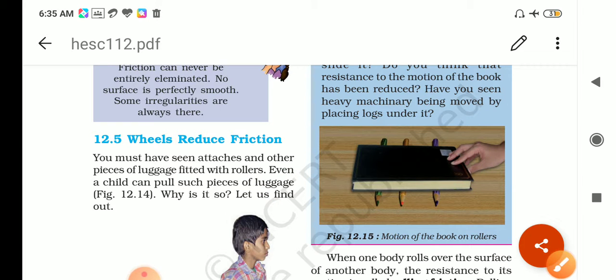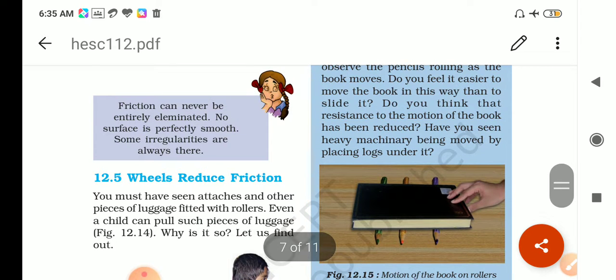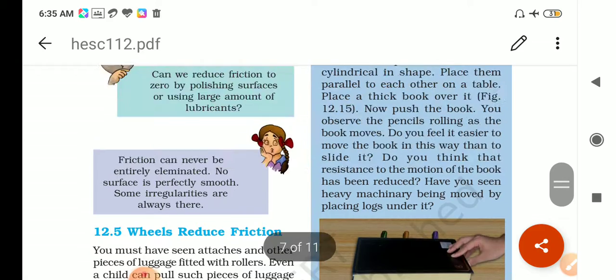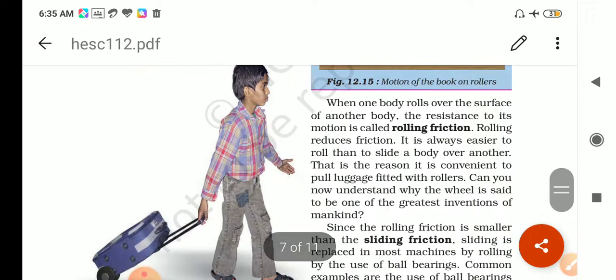In the other case, if the book were directly on the table, in that case you would have to apply more force. But when it is placed on the roller pencils, you have to apply less force, because rolling friction helps in the movement and reduces the friction, right? Okay.